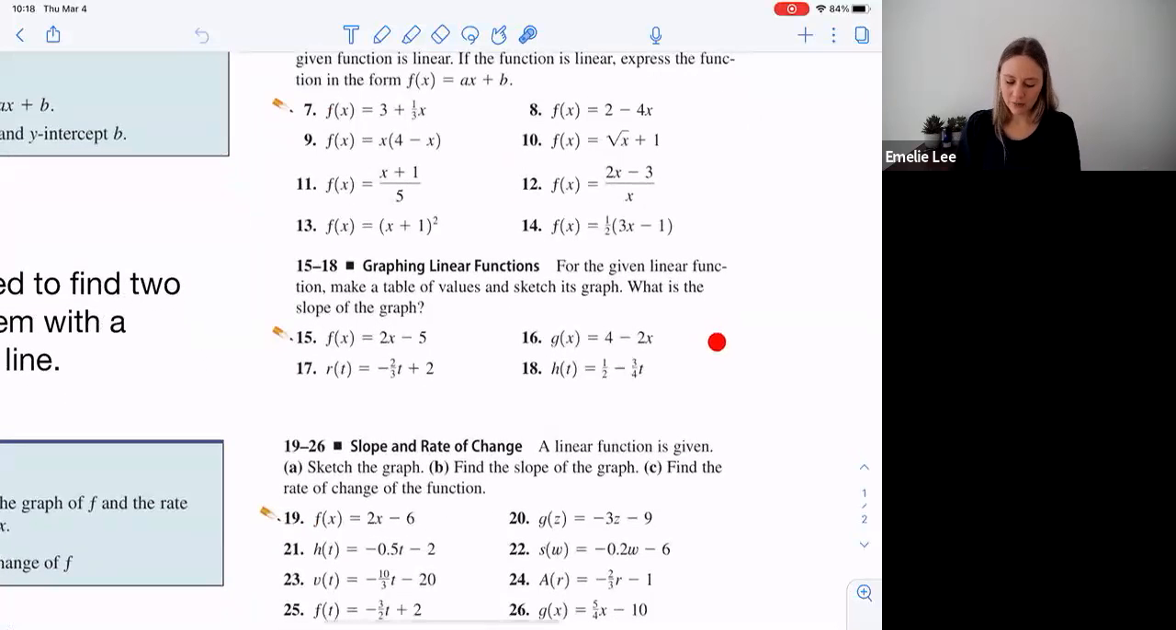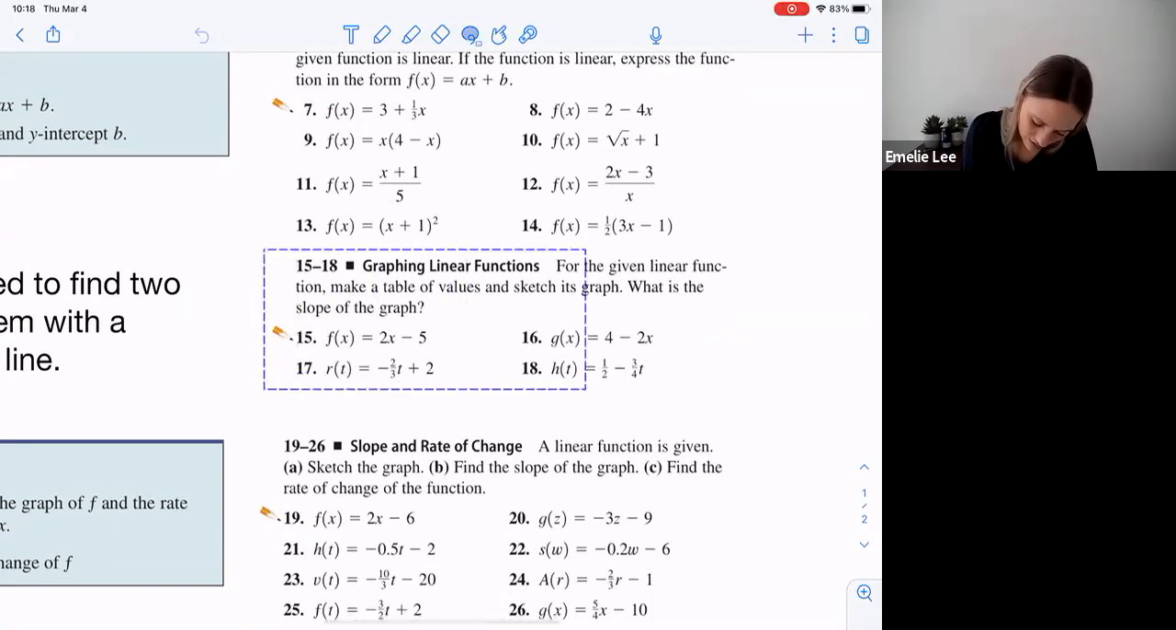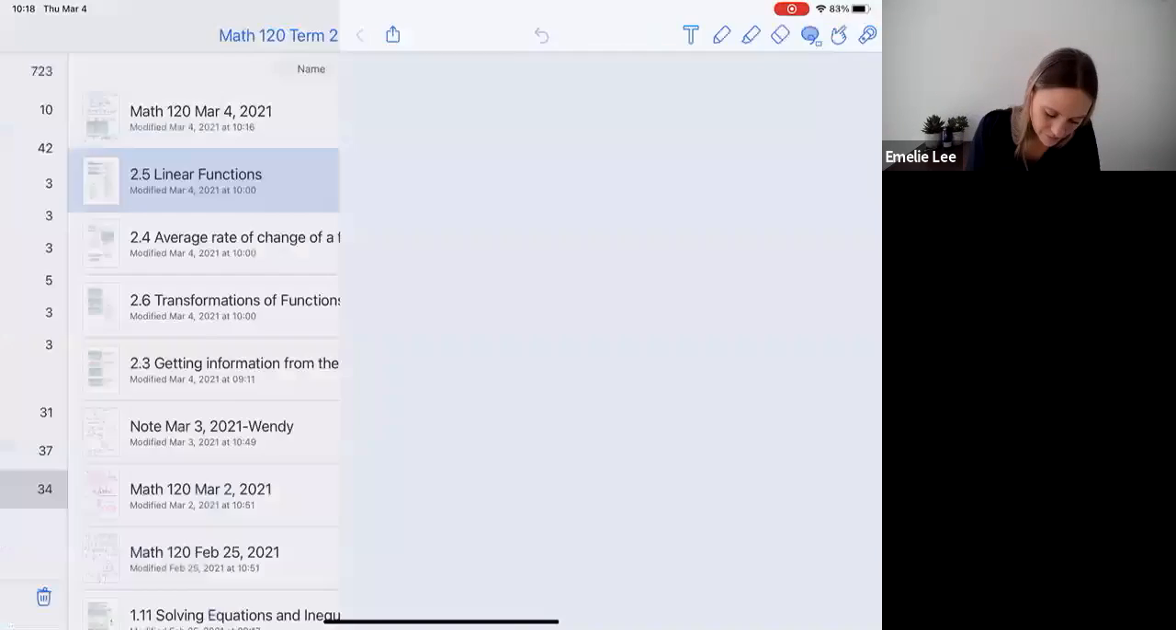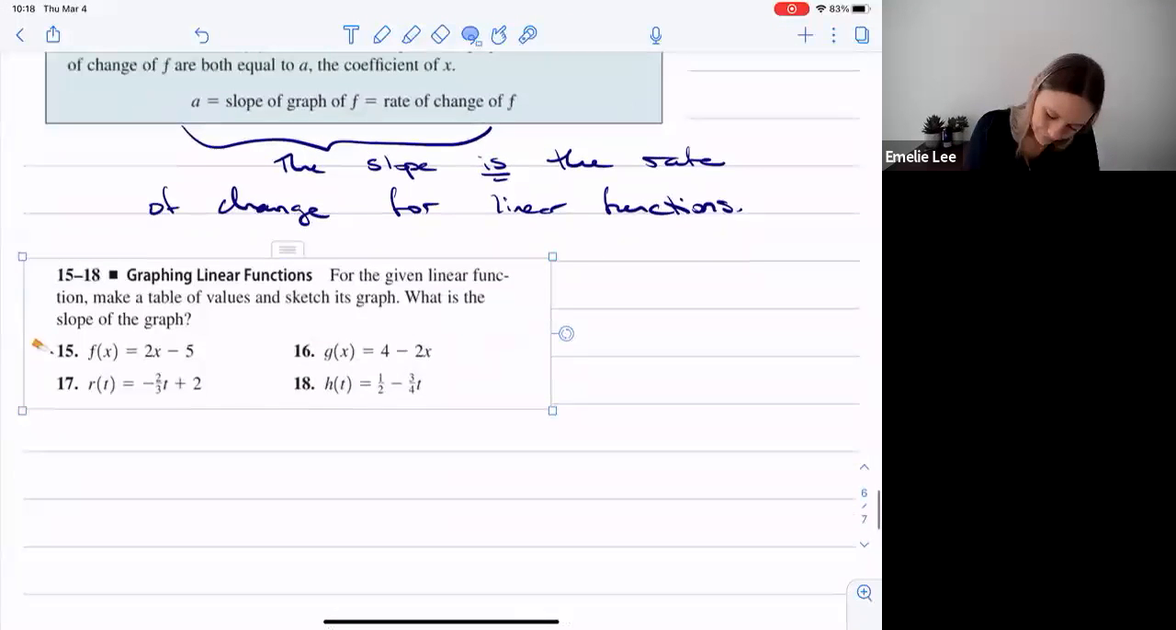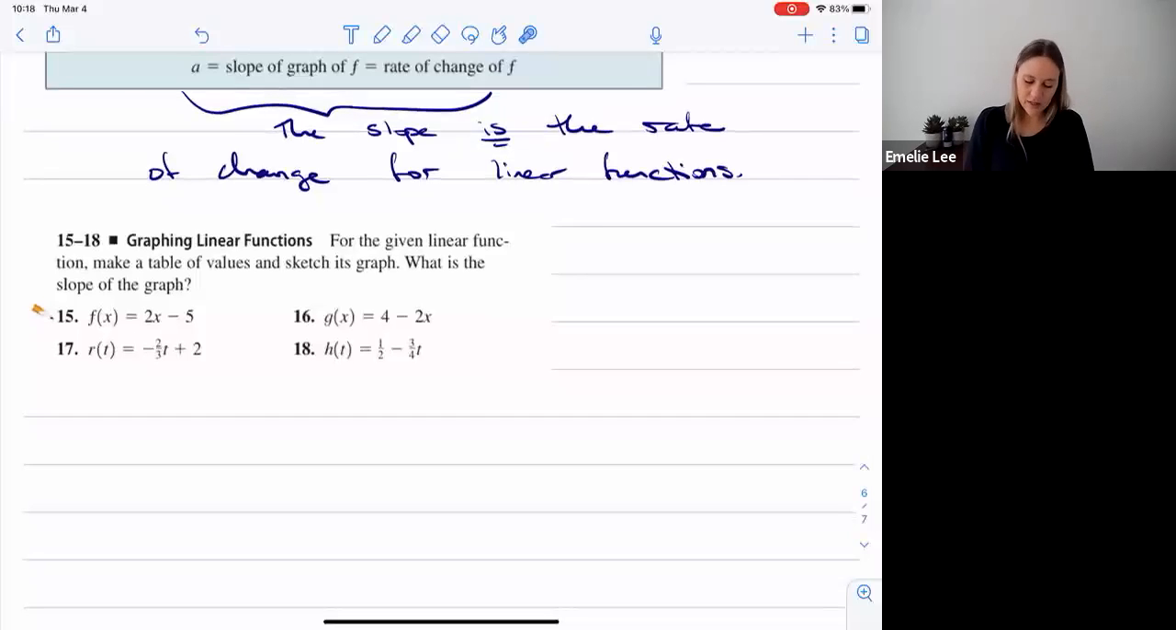Here, you can graph functions by finding different values. So you can plug in values of x and find the value of y. And maybe this is a good one. This is maybe the one I want to do for this section. So for the given linear function, make a table of values and sketch its graph. What's the slope of the graph? So here, we're going to make a table of values to figure out what this graph looks like.